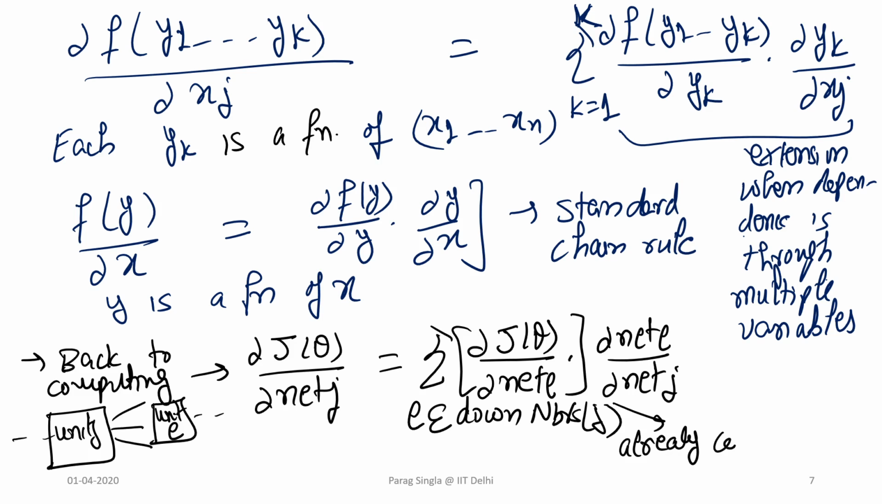Already computed because of the way we are structuring the computation, right? L's are all the units in the preceding layer, and this is the quantity that we will try to compute in the next slide. Okay, next let us see how to compute this quantity, which is delta net L over delta net J.